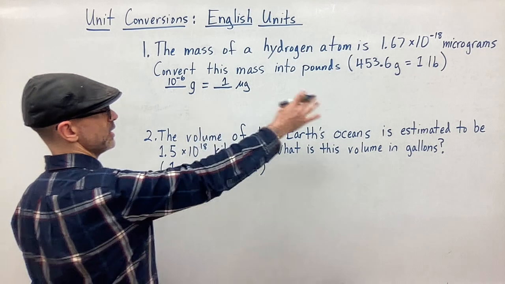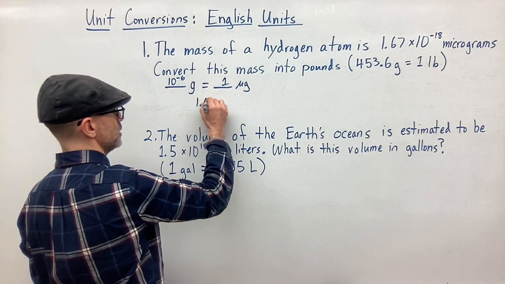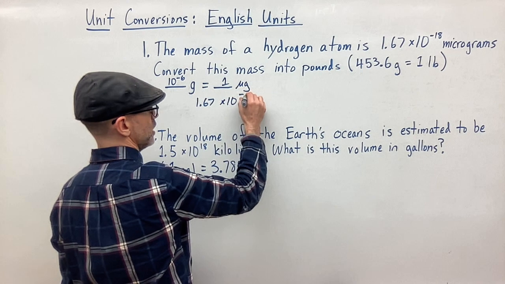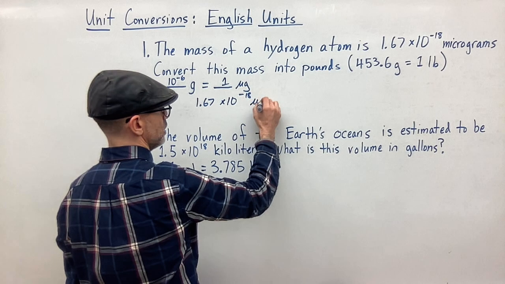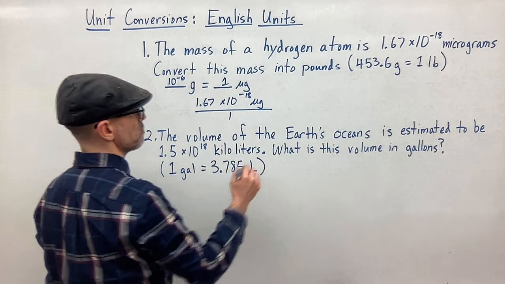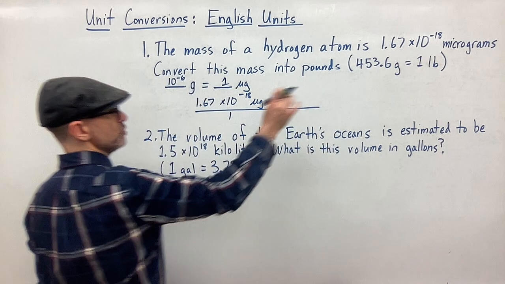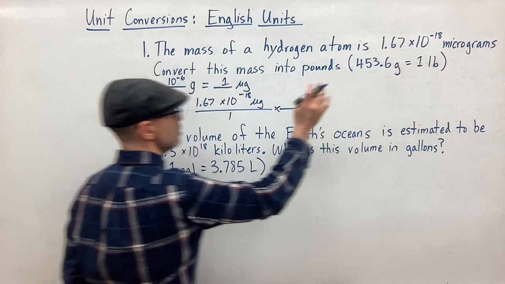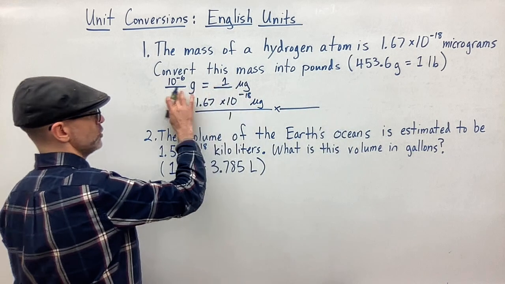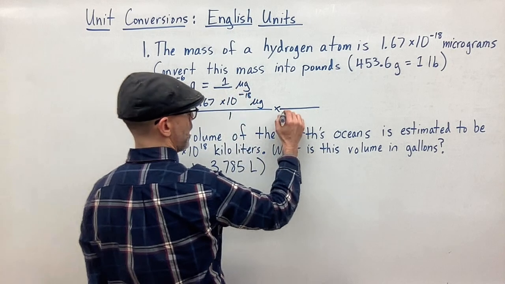So I'm going to take the 1.67 times 10 to the negative 18 micrograms. I'm going to put that over 1. And I'm going to do my first conversion. Since I want to get the pounds, I'm going to need to get the grams first. So I'm going to have to first use this to convert to grams. So I'm going to have 1 microgram on the bottom.